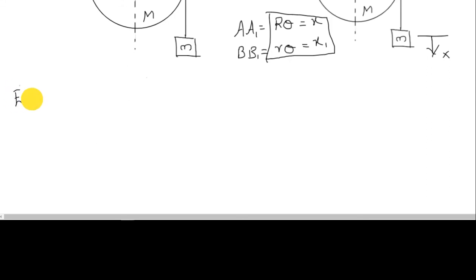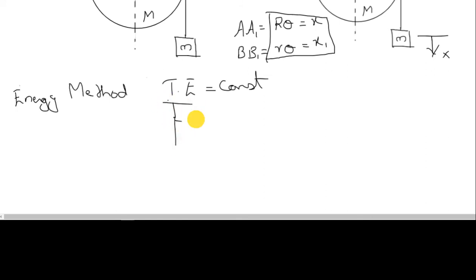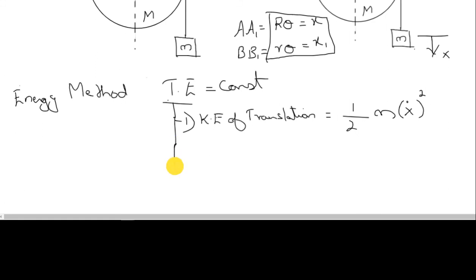So applying the energy method, and in the energy method we know total energy remains constant, the law of conservation of energy. Let's take which are the total energies associated with this system. First one will be kinetic energy of translation of this mass m, and that will be half of m times x dot square. x dot is the velocity; x is the displacement, x dot is the first derivative of displacement, that is velocity.